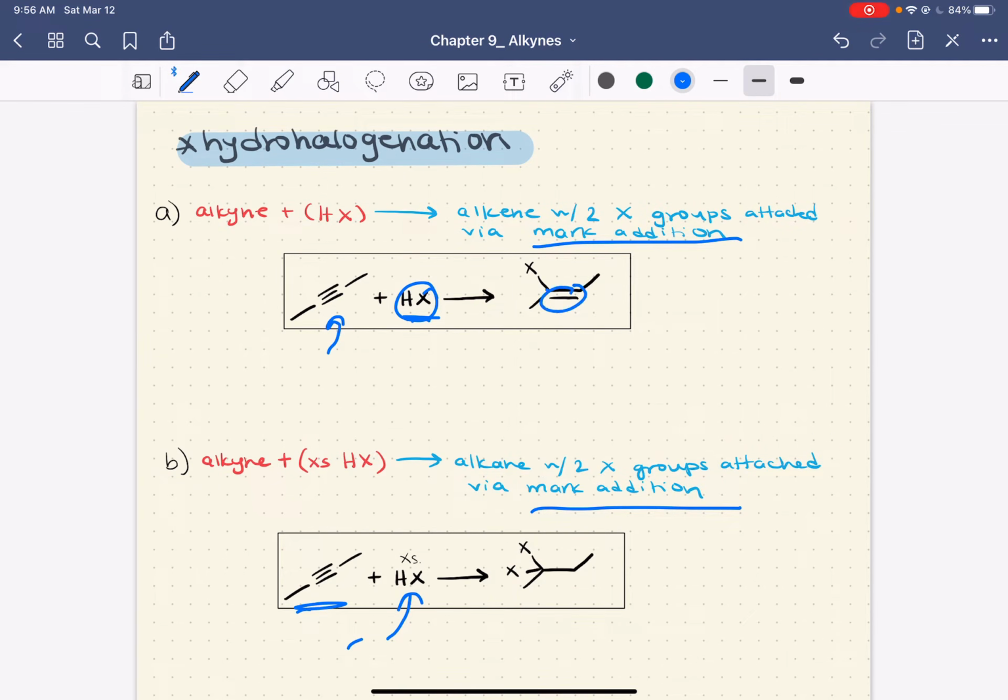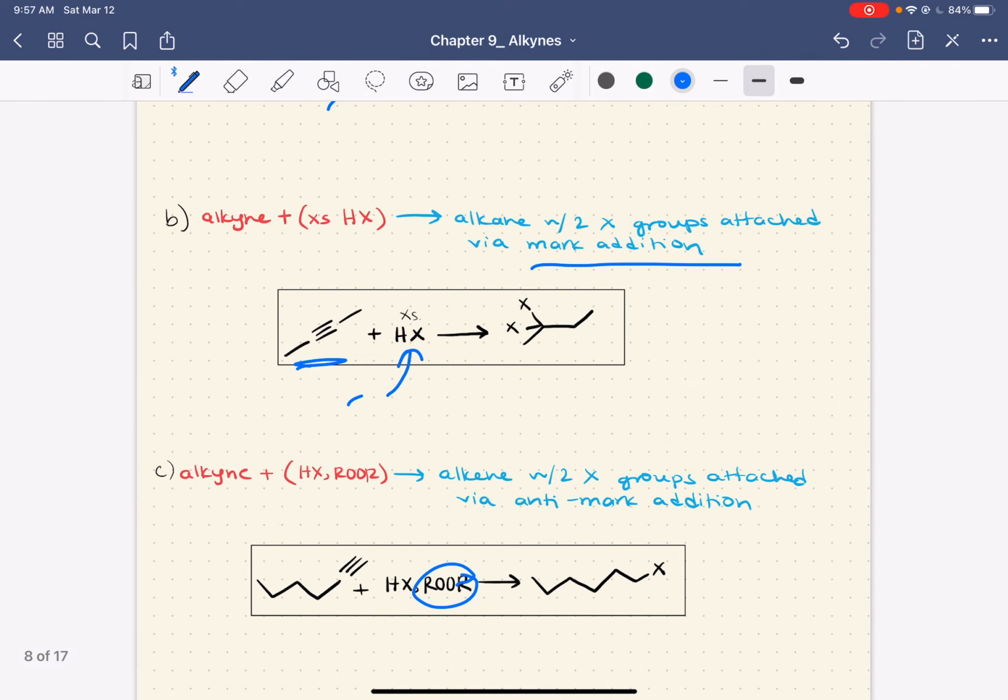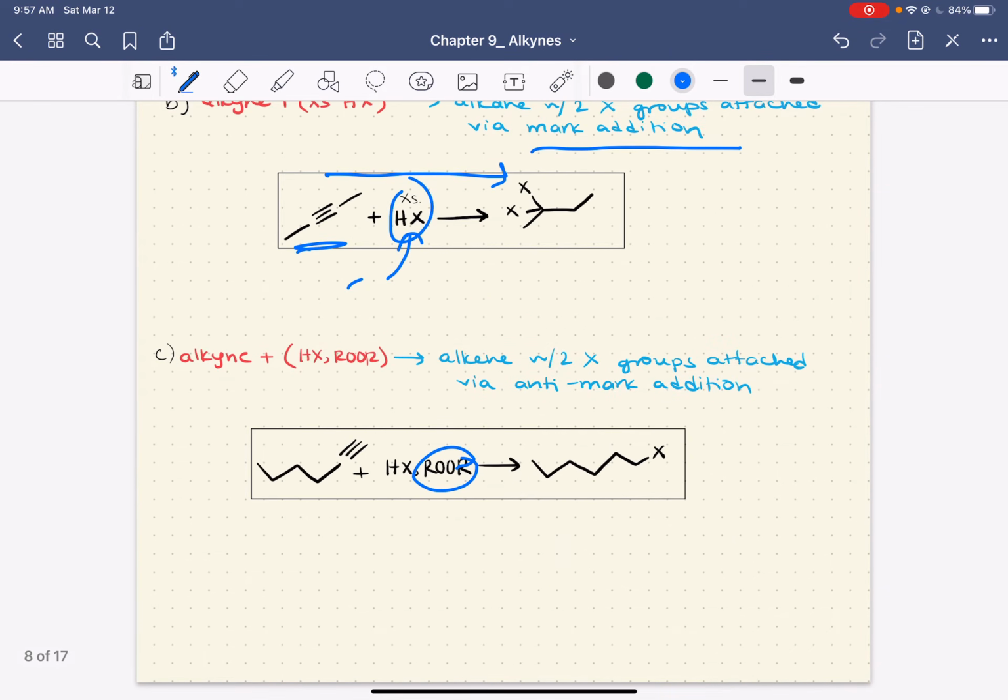It converts to a double bond, and now you have a halogen on the more substituted side, hydrogen on the least substituted side. Sometimes it's equal sides, so it makes no difference. Now if you treat it with excess alkyl halide, you're going to take your triple bond all the way to single bonds because you're adding halogen twice, hydrogen twice to take that triple bond to a single bond. And your third hydrohalogenation, when there's peroxide, you're doing the same thing, adding hydrogens and halogens to your triple bond, but now through anti-Markovnikov addition.